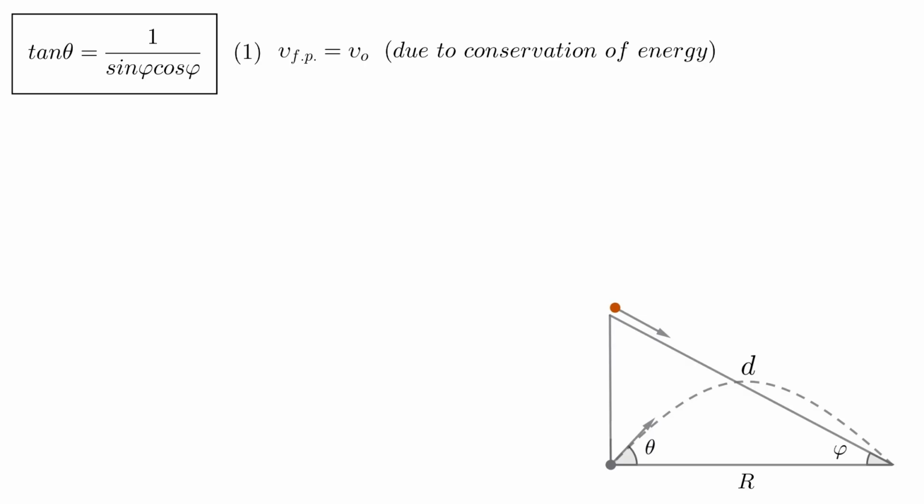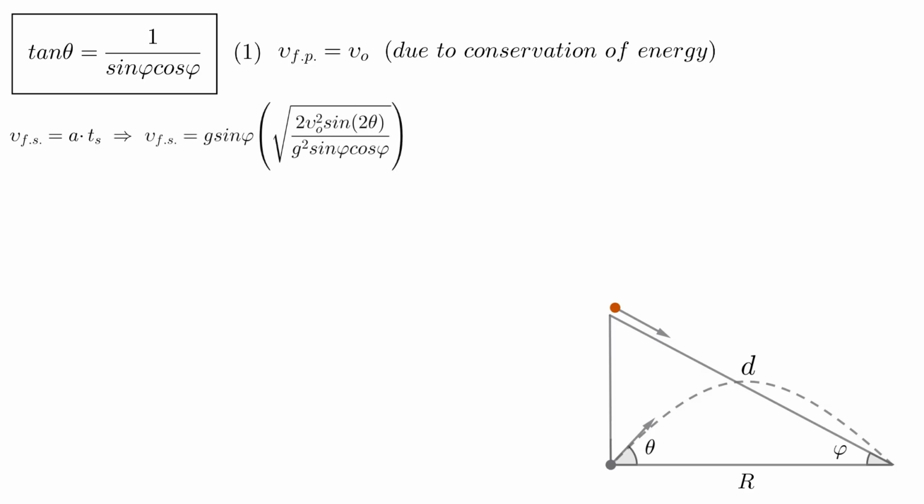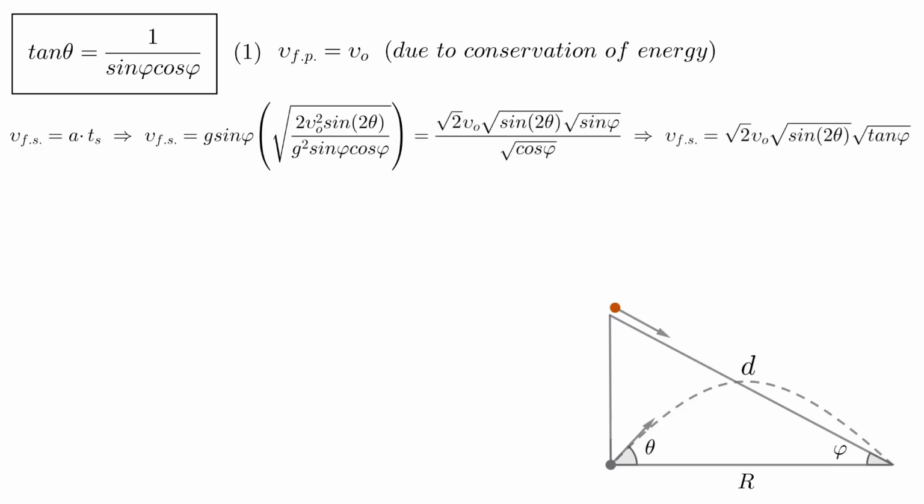So since the sliding mass starts from rest, its terminal velocity will be v of f equals a times t, correct? Which is v of f equals g times sine of phi times the square root of 2 times v naught squared times sine of 2 theta over g squared times sine of phi cosine of phi, which is v of f equals this expression here.